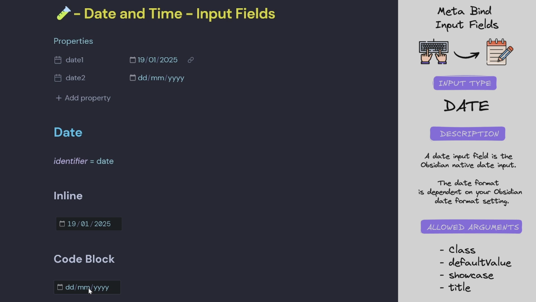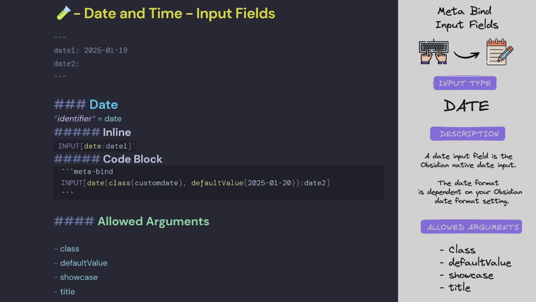Also, with the custom CSS, it's a little bit difficult to apply custom CSS to your Meta Bind input fields. So I'll show you when it does work a bit further in this section, but for now, we'll just make a note of it. So the next one will be comma showcase.